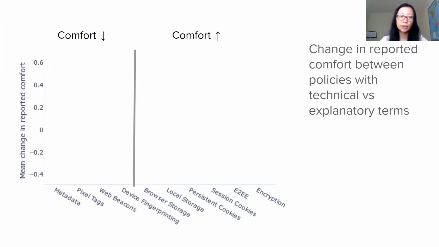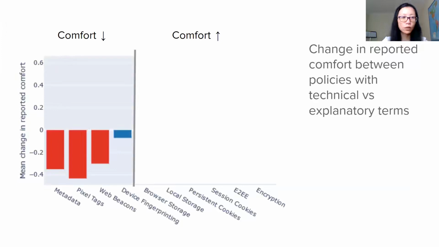So what were the actual results? The red bars show statistically significant differences at the 0.05 level. And so we saw that for the majority of these, comfort did in fact decrease, right? And this makes sense given the misconceptions we saw with pixel tags. Users didn't understand the extent of data being collected or the actual behavior.